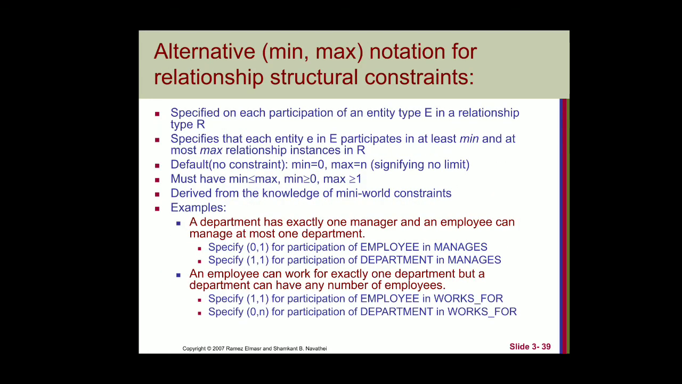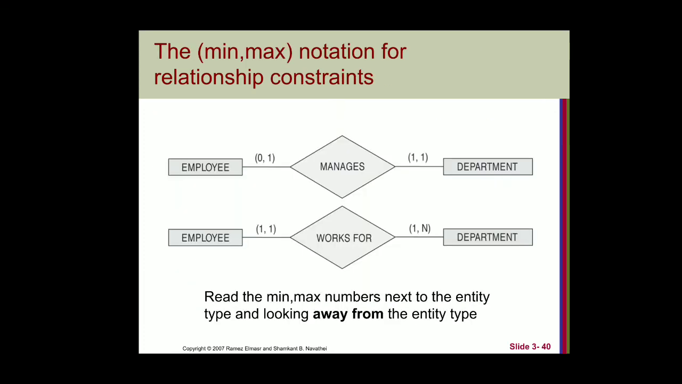Then we will see what is the alternative for this notation. The alternative for the ER diagram notation is min max. Min max is specified on each participation of an entity type E in a relationship type R. Here we will go directly to the slide which explains the min max notation.